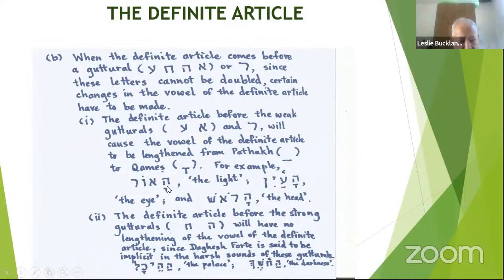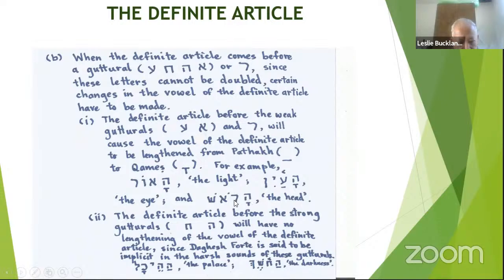Then you have ha-or. Notice aleph. That's a guttural letter. So originally there was pathak under the he, but because the aleph cannot be doubled, the vowel underneath the he has to be lengthened to its corresponding long vowel from a to a. And ha-or is the light.